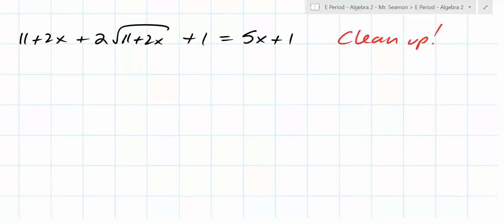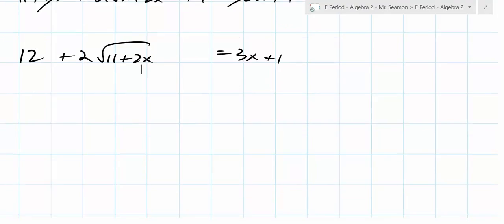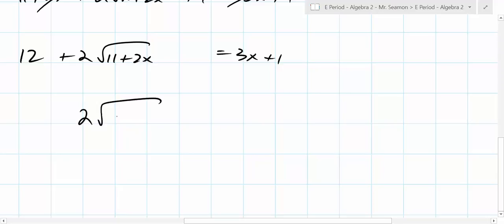Are there some things that can be combined on both sides? So you have a 12, so that takes care of those two, right? You could cancel that and make that into a 3x. So you end up with 3x plus 1 and plus 2 root 11 plus 2x, right? What could I subtract from both sides now? 12, I like that. So you end up with 2 root 11 plus 2x is equal to 3x minus what?